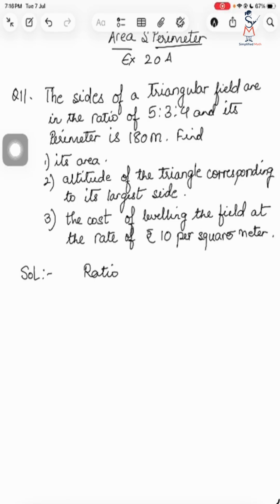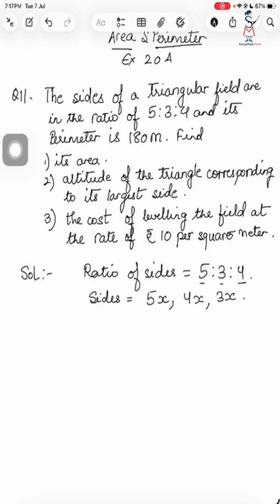Ratio of sides, that is 5:3:4. We know the ratios are not the real sides, but when we multiply all the terms of the ratio with a particular constant, it becomes the real sides. We'll multiply the ratio terms with a constant, say x. So the sides will become 5x, 4x and 3x, right?